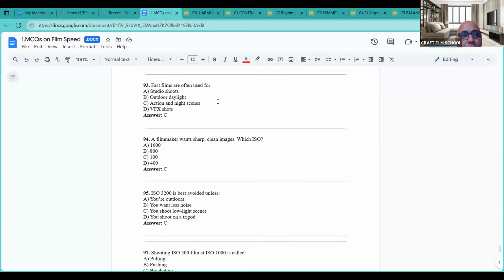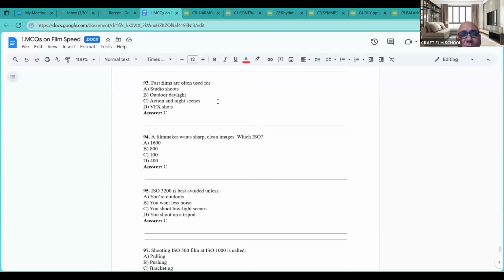Fast films are often used for studio shoots. Yes, sometimes we can shoot in a studio if it is required to be outdoor. Studio does not always mean interior. For outdoor daylight, we use 100 ASA. Action and night scene, please try to understand.